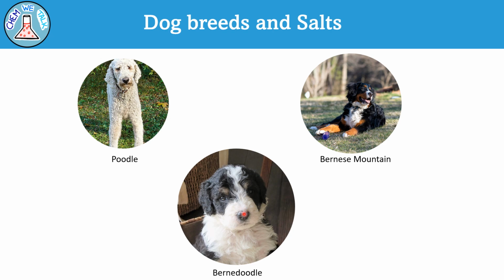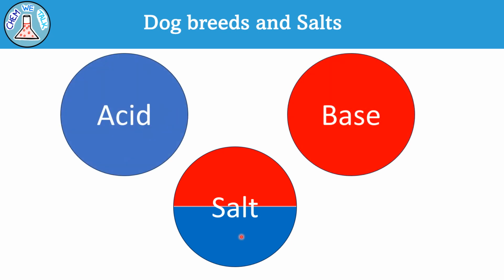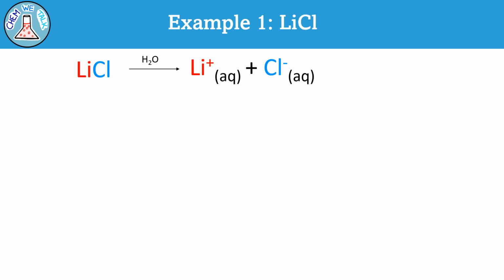The discussion might sound a little silly and out of context, but we can draw a parallel between the characteristics of this doodle and salts. While one needs to know the parents of the doodle to understand its traits, one needs to understand the characteristics of the acid and the base that form a salt in order to understand if the salt will be acidic, basic, or neutral. Okay, so let's look at this first example here using lithium chloride.